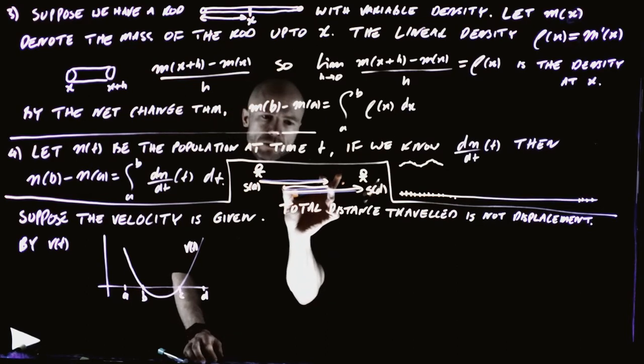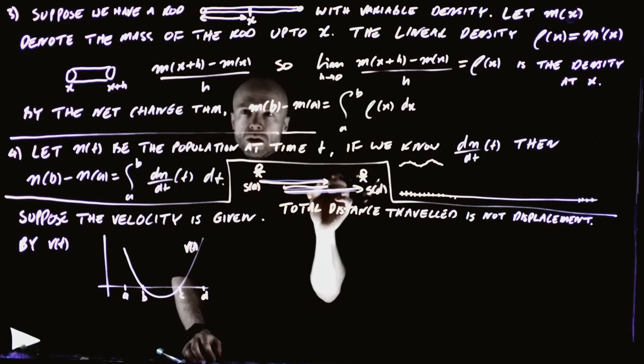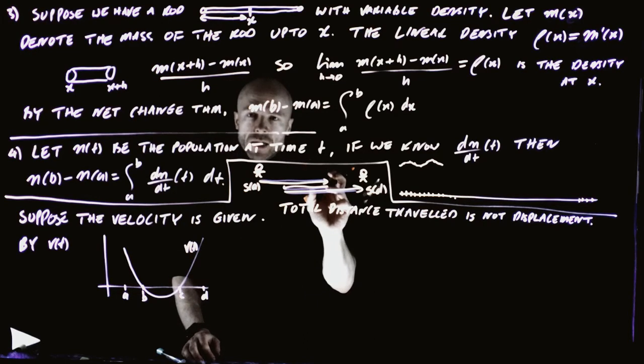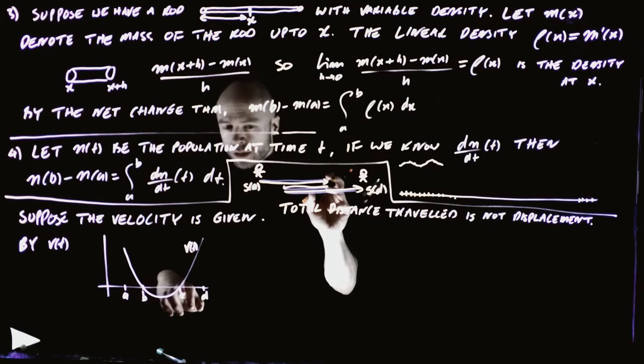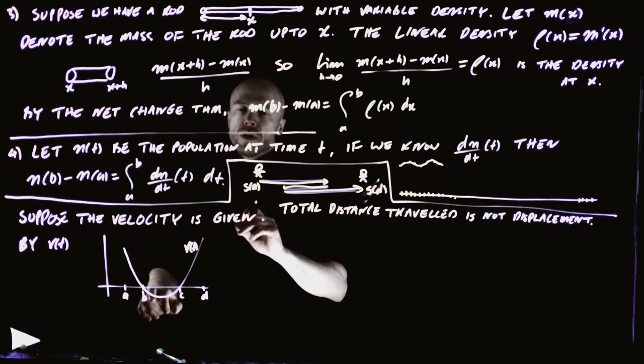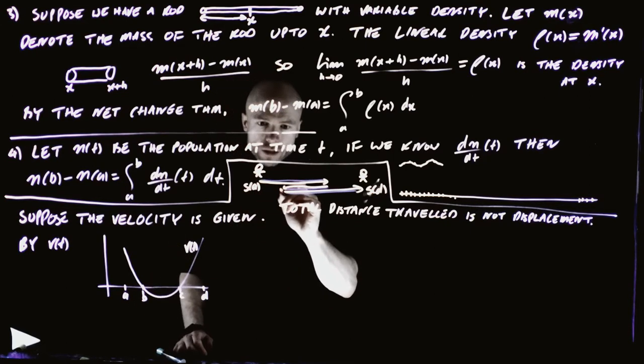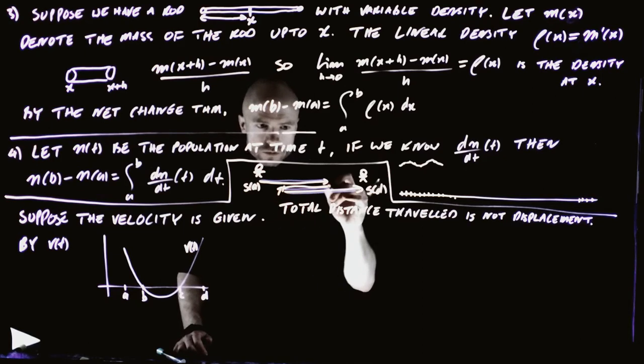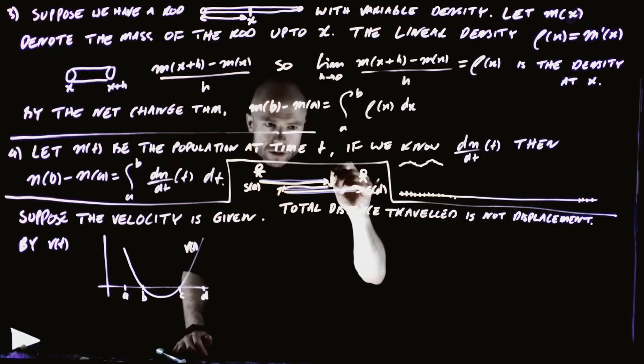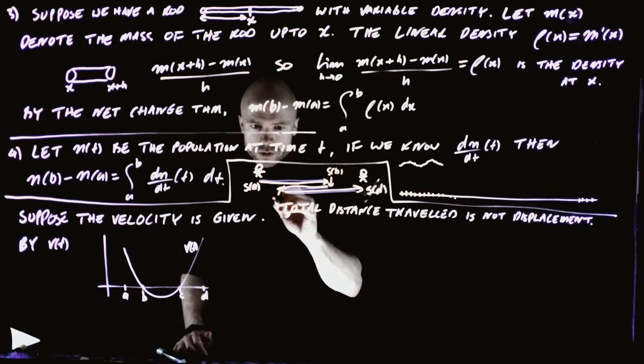So the total distance traveled will be minus the displacement, because the displacement is where we are at C minus where we are at B, which is a negative quantity. So let's write that in. This is S of B, and this is S of C, right here.